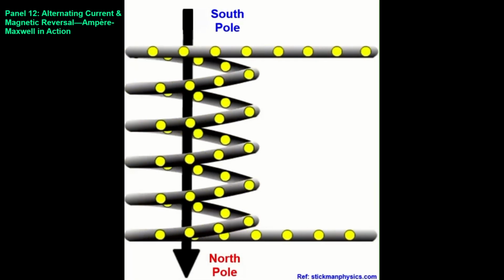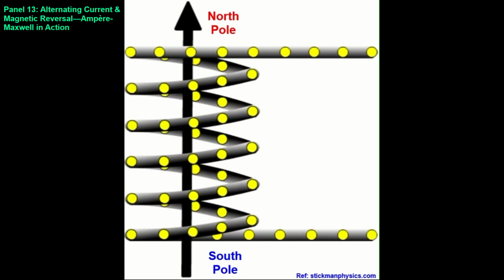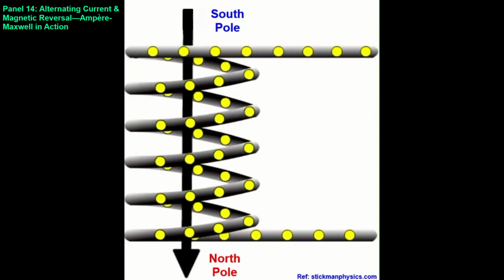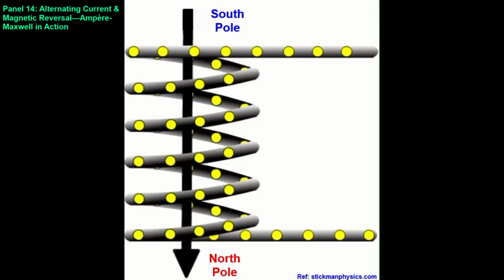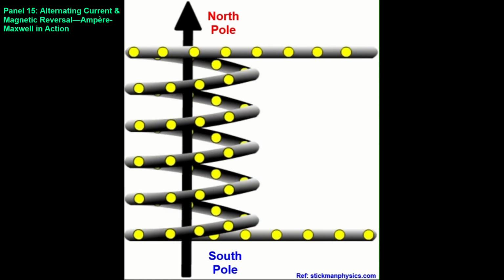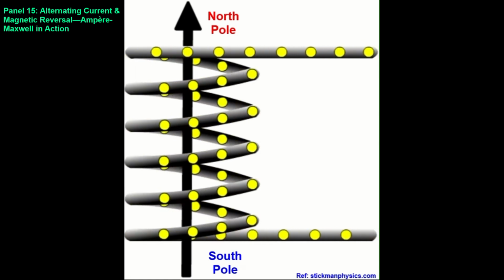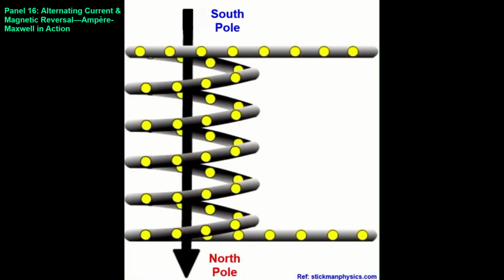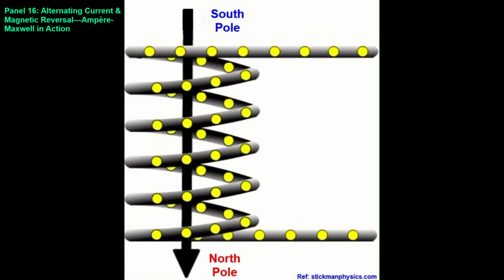Yellow disks represent current flowing through the coil, generating a magnetic field shown by a black arrow. As current reverses, north and south poles swap, repeating in a continuous cycle. This principle is fundamental to electromagnetic induction, powering technologies like motors and transformers.